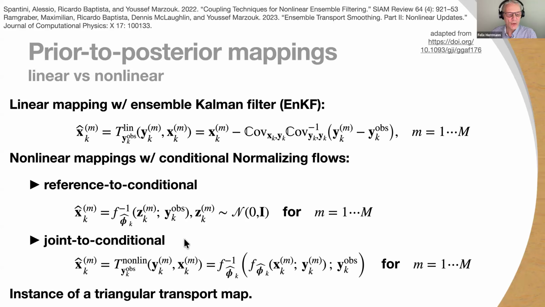Or you can do something more clever, and that was an idea that was independently proposed by Marzouk, and that is a coupling technique where you have a triangular transport, where you map your ensemble for each M to the latent space, and then you go back with that latent space conditioned on the observed data. And so that's like a triangular mapping, that's more robust.